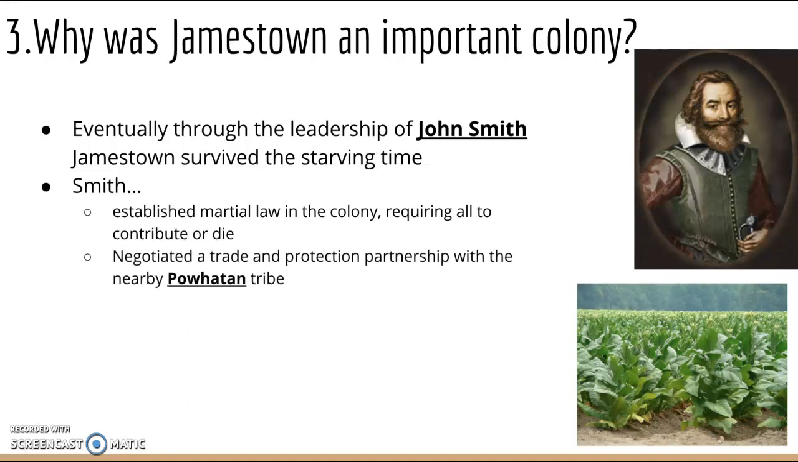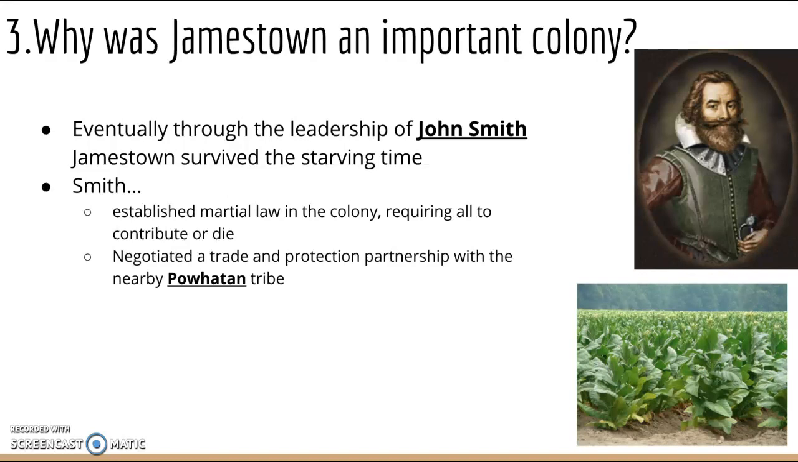John Smith also is going to interact with those local Native Americans. They're called the Powhatan tribe. So he's going to work to kind of improve that relationship between the Jamestown settlers and the Powhatan people. And he actually negotiates a trade partnership, saying, hey, Powhatan people, we'll give you these goods that we have extra of, this, that, and the other, weapons, armor, whatever that we have, if you guys will just give us food.